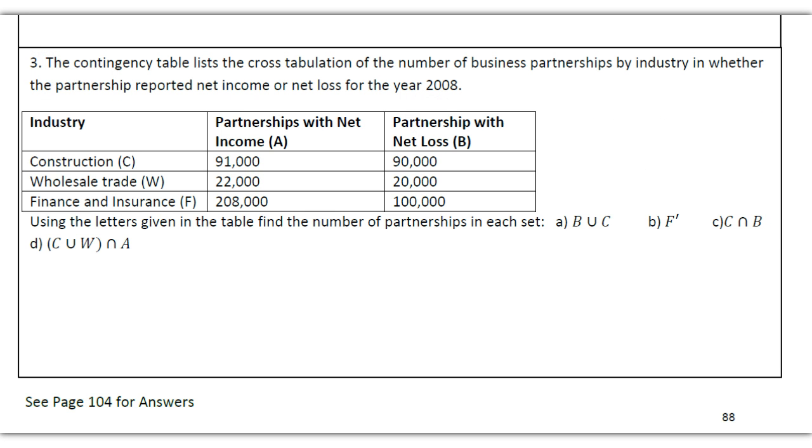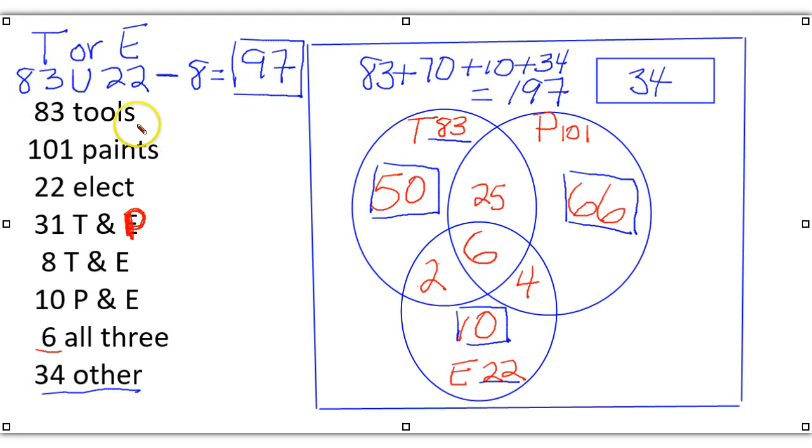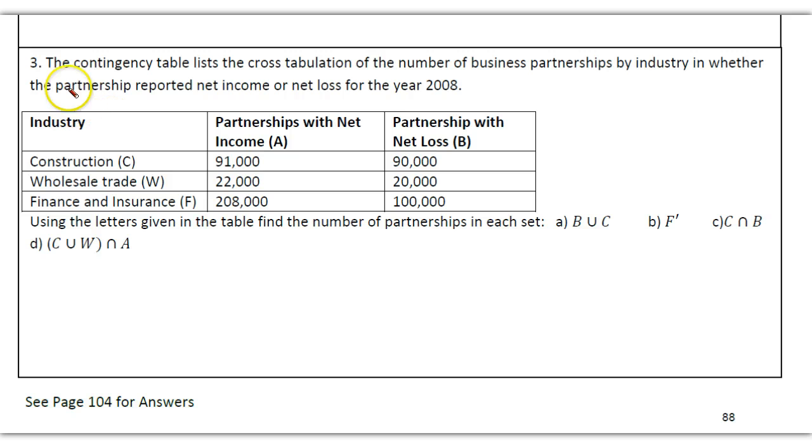In example 3, we're going to do contingency tables and list the cross tabulation of numbers of business partnerships by industry and whether partnerships had a net income or net loss for 2008. Now, part of what we're going to do here is to understand what they're asking. I had to spend some time sort of translating it.